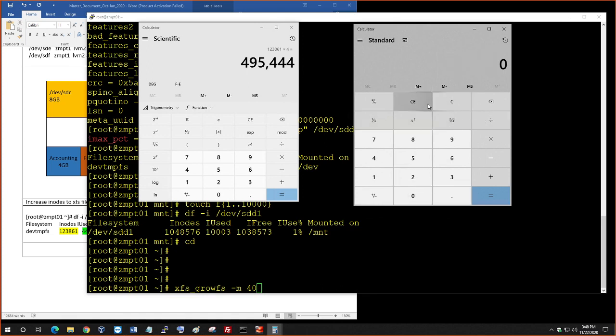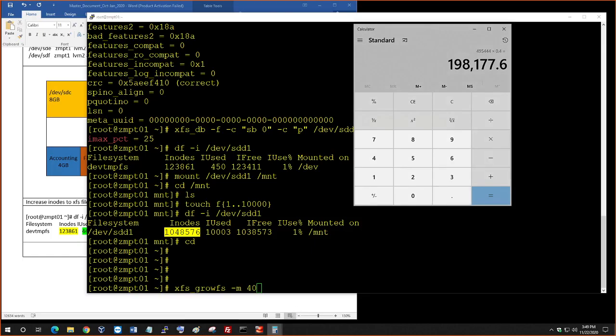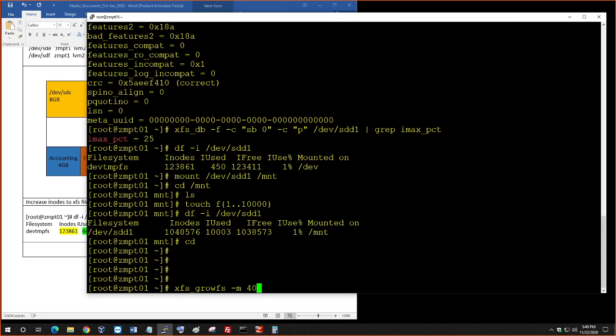I'm going to do 40%. 495,444 times 0.4. So if I run this command here, this number should change to this number, 98,000, close to this number, not exact, close to this number here. So I'm going to hit enter.